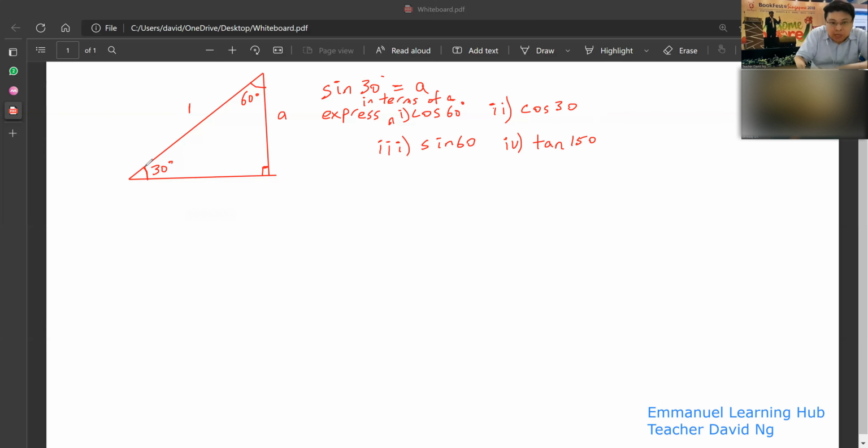So sine 30 is A, right? Sine 30 is A. Okay, opposite over hypotenuse. Then the length here will be square root of 1 minus A squared. Agree? Agree all? You can deduce this 60 degrees. Correct or not? Yeah. Okay. So sine 30 is A. Agree, yeah?